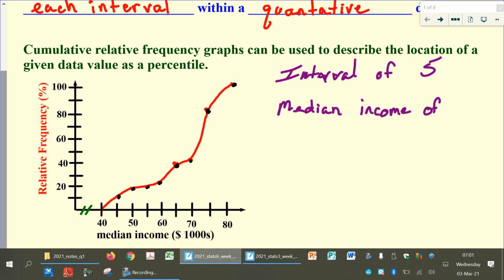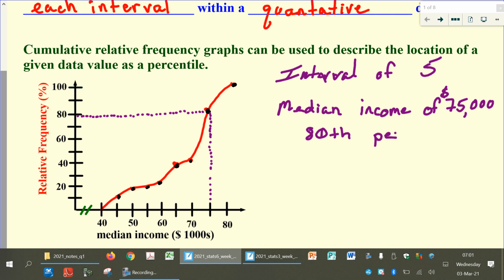of 75,000. Median income of 75,000. We could look at 75,000 on the plot here. We could go up till we hit the plot, and we're going to go across. And that looks to be about, so 75,000 is the 80th percentile, as it hits the graph, and that's at the 80th percentile.